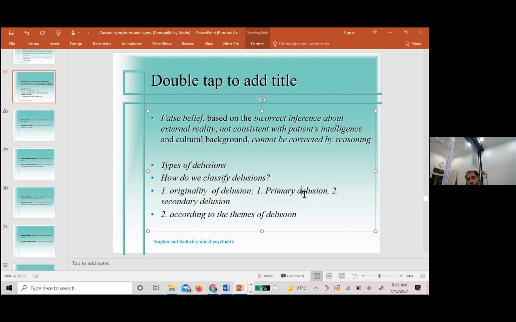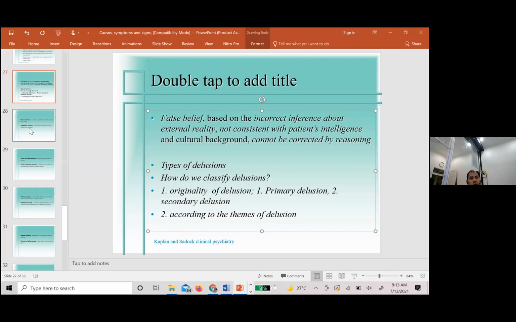So how do we classify delusions? It's based on the originality. Because it has something to do with the diagnosis too. Because usually primary delusion is schizophrenia. Secondary is very common, so it has no diagnostic value. Okay, what about the theme?